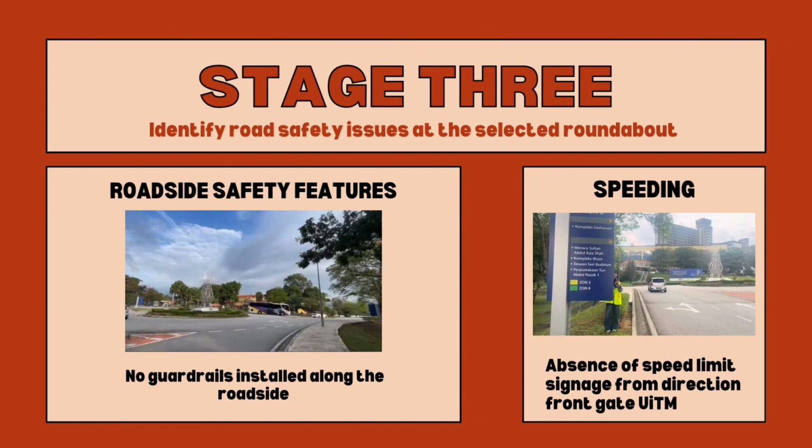For roadside safety features, we have also observed that there are no guardrails installed along the paved footpath beside the roundabout. Given the proximity of a dormitory for students nearby, this poses a significant risk as students may frequently be near the roundabout. And lastly, we have identified a speeding issue, particularly from the direction of the front gate of UITM. The straight road leading to the roundabout encourages drivers to maintain high speeds, and there are no interceptions to prompt them to slow down.